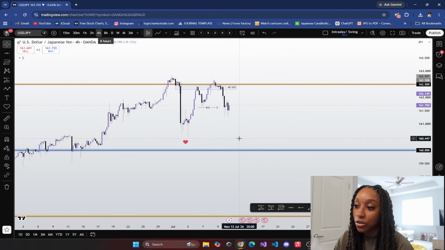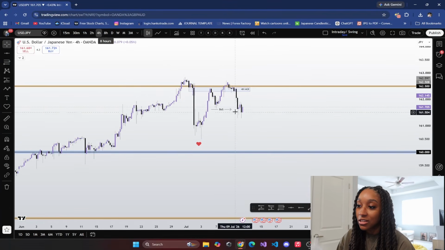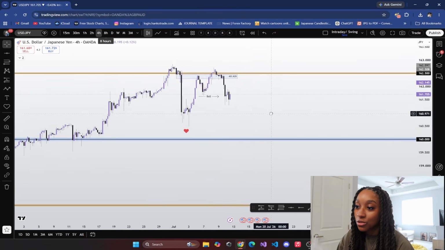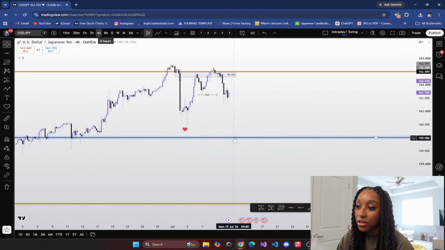And yeah, we are going to see what UJ does. Not really sure what's happening with this price action, but I do want to see price get to this level before buyers kick in. So I am looking to at some point take UJ down to this level.